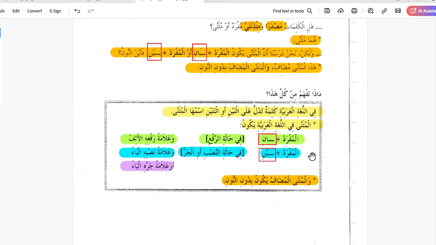So the duals we can make just by adding ani to the mufrad in the rafa form, fi halat al rafi, and adding aini in the nasab or jar form. So just like if it's Muslimun, it's going to be Muslimani in the rafa form, and in nasab or jar, Muslimaini.